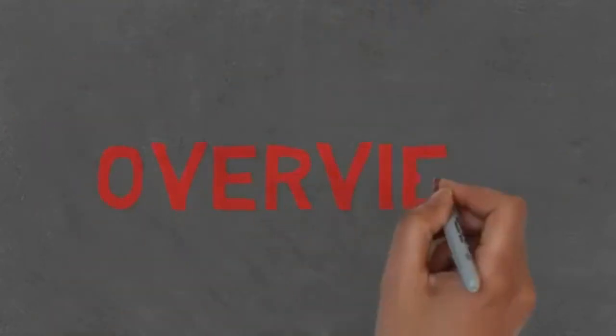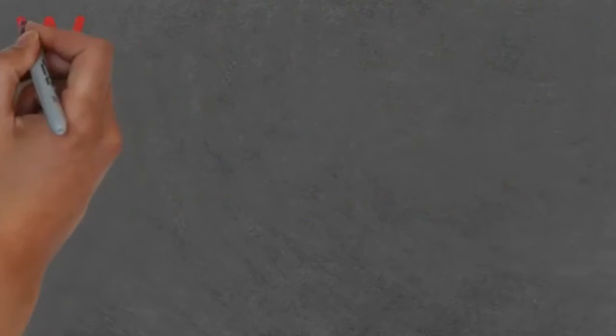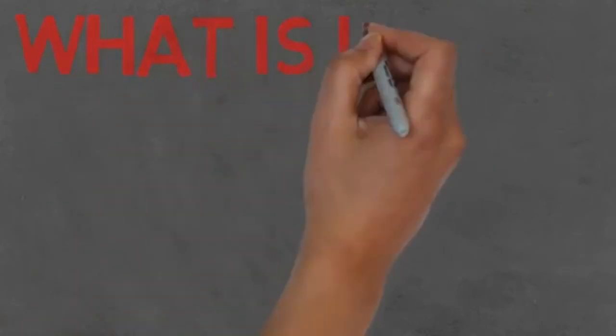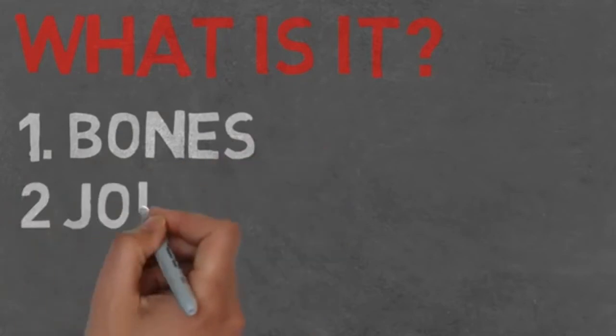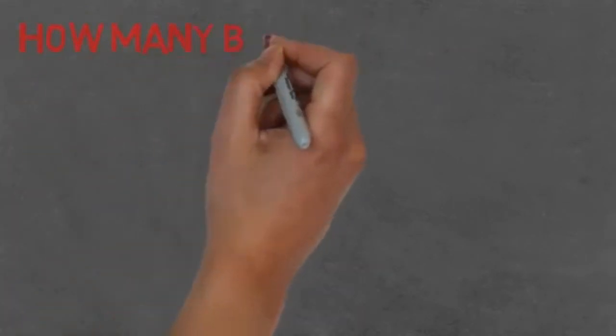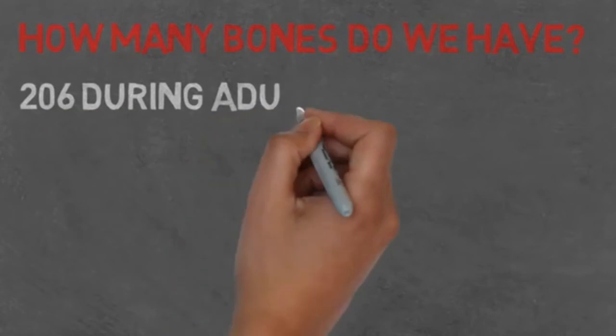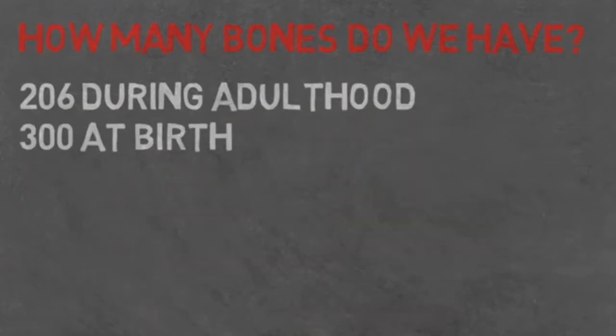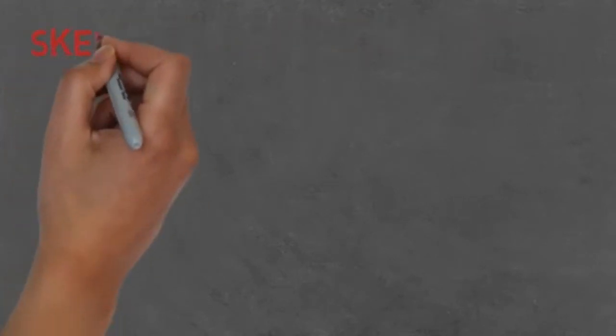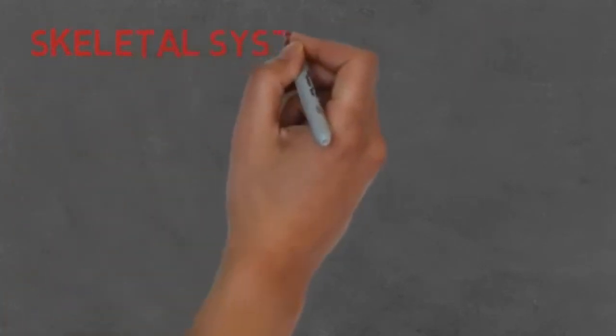An overview. What is it? The skeletal system is comprised of bones, which are responsible for the strength, and joints, which help with the range of movement. How many bones do we have? You have 206 bones during adulthood and 300 bones at birth, because like we said before, your bones haven't fully fused together yet.